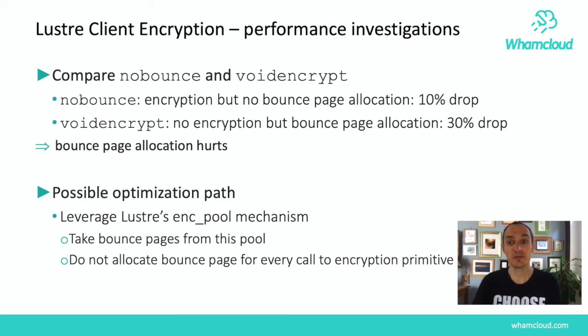So the next move is to leverage Lustre enc pool mechanism, initially developed for Kerberos encryption, so that bounce pages for client-side encryption are taken from this pool instead of being allocated for every call to the FSCrypt primitives.